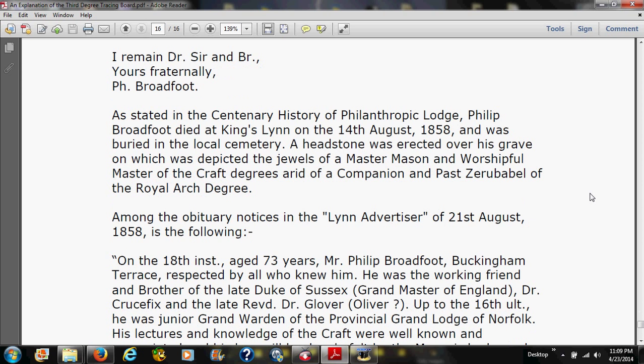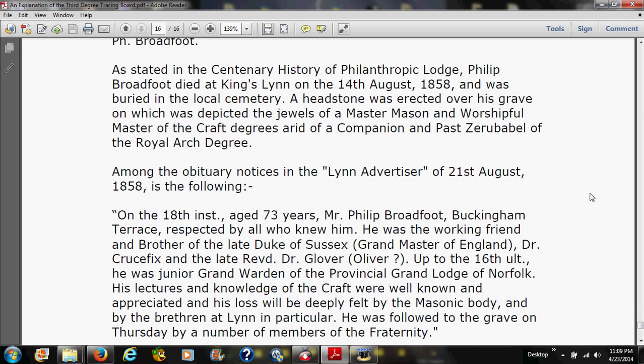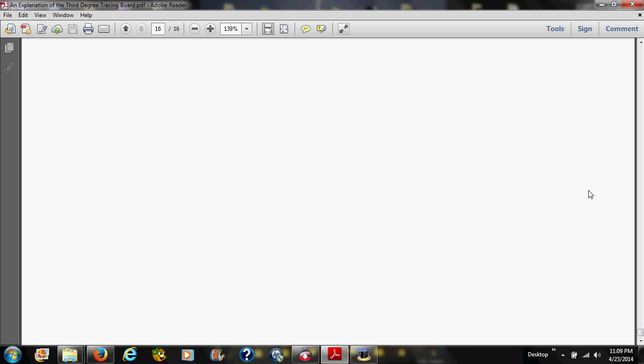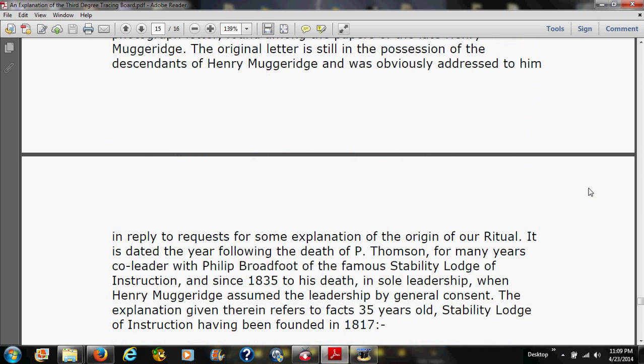And among the obituary notices in the Lynn Advertiser of the 21st August 1815 is the following. Well, we don't need to read this obituary. And that is the end of this reading.